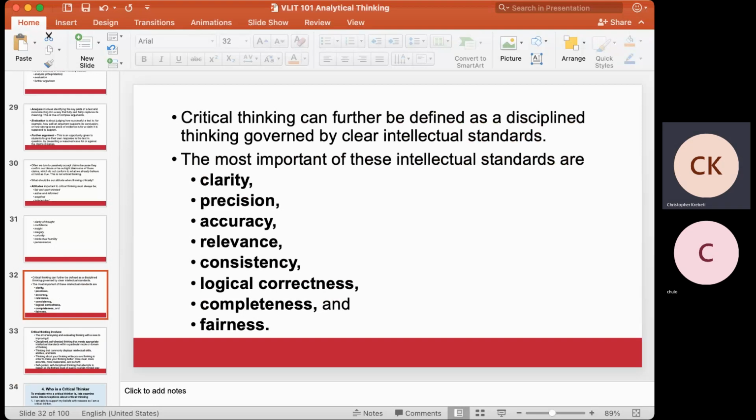Critical thinking can further be defined as a disciplined thinking governed by clear intellectual standards. It can be further defined as a disciplined thinking governed by what? Clear intellectual standards. And some of these intellectual standards include clarity. You need to be clear. Whatever you write needs to be clear. Whatever you say needs to be clear. Clear of what? Ambiguity. Clear of what? Vagueness. Should be consistent in your thought. So I spoke about consistency here.